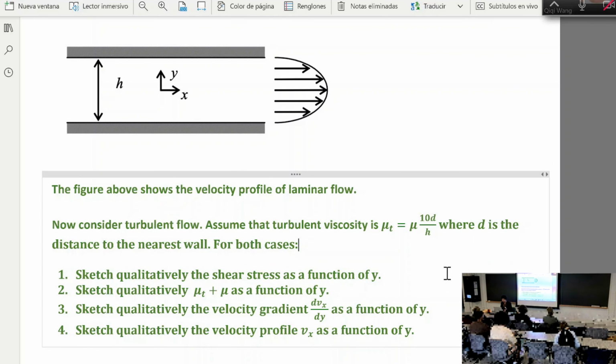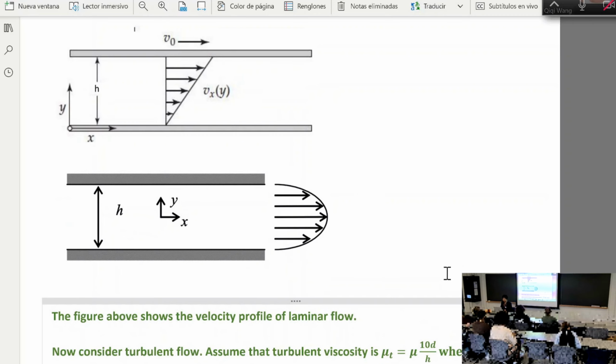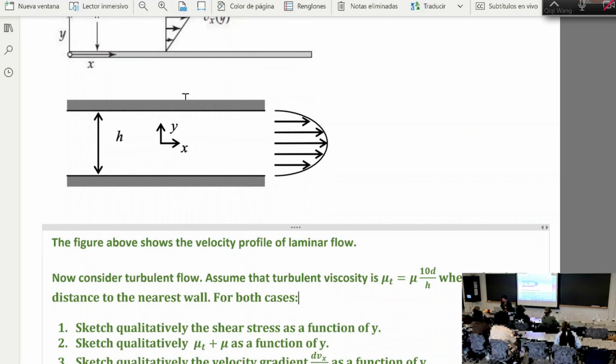So we're going to do this in 4 steps. First of all, sketch the shear stress as a function of y. That is basically using the same kind of control volume analysis we did last time. The first case is easier, so do the first case first. And then we already gave you the formula for the turbulent viscosity, right? So you should be able to sketch the total viscosity as a function of y.